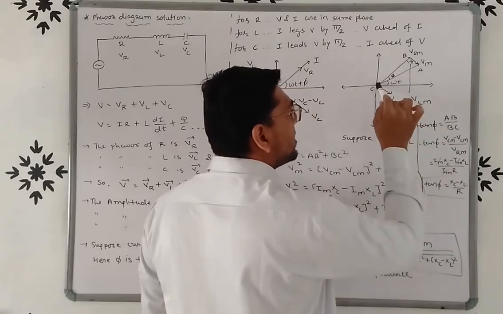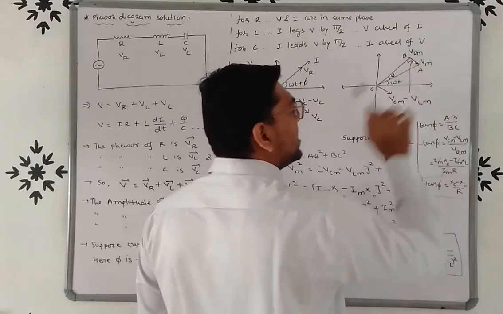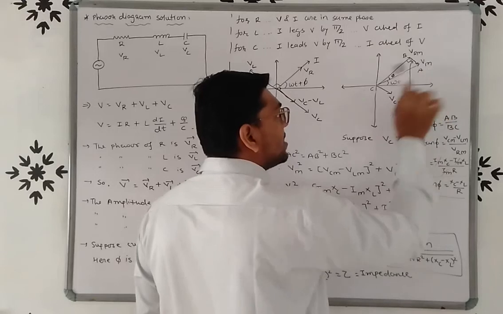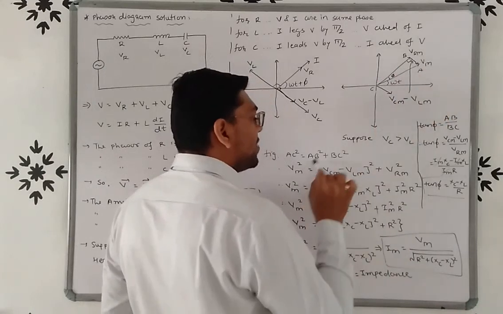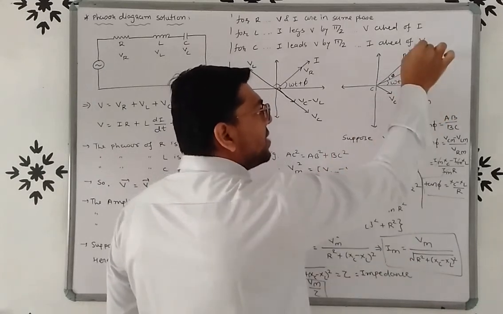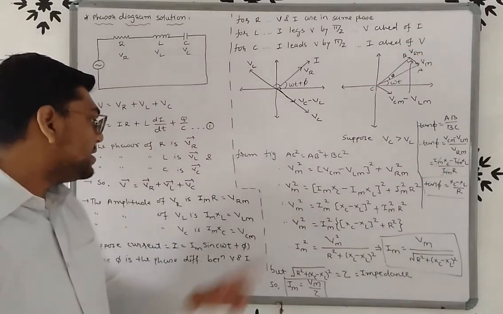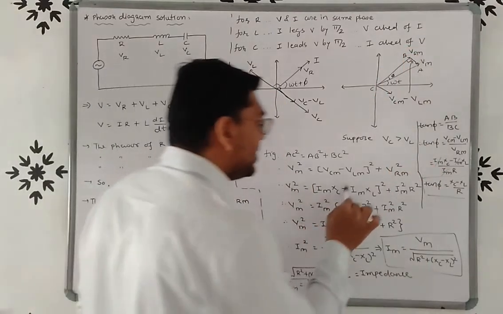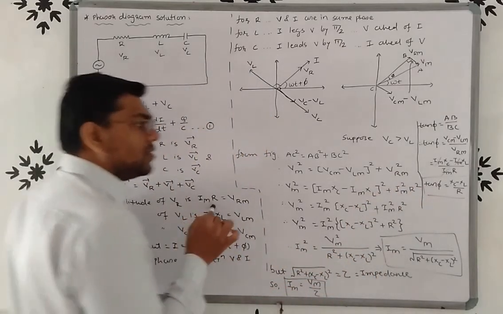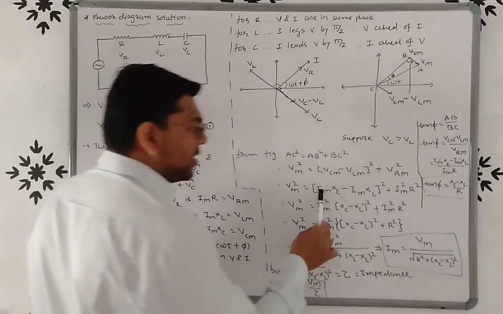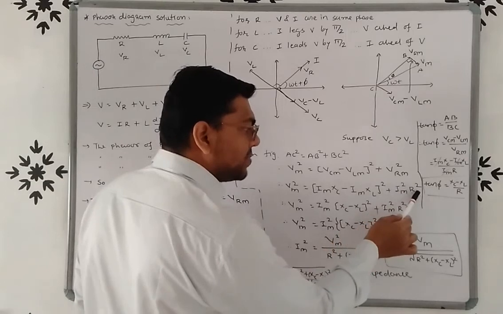Now see this triangle ABC. For this triangle ABC we apply Pythagoras. So AC square is equal to AB square plus BC square. AC is equal to VM. So VM square is equal to (VCM minus VLM) whole square plus VRM square. Now the value of VCM is IM into XC, VLM is IM into XL, whole square, and VRM is IM into R, whole square, so IM square R square. Now we take IM square common: IM square times (XC minus XL) whole square plus R square.